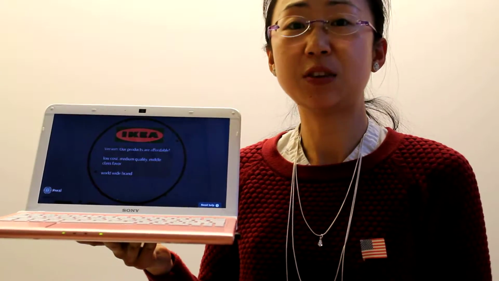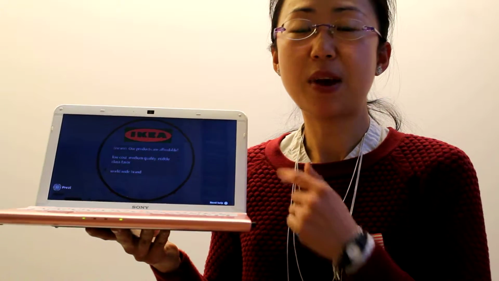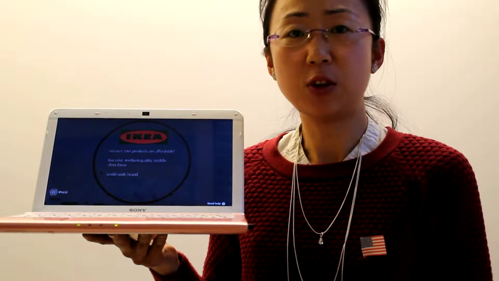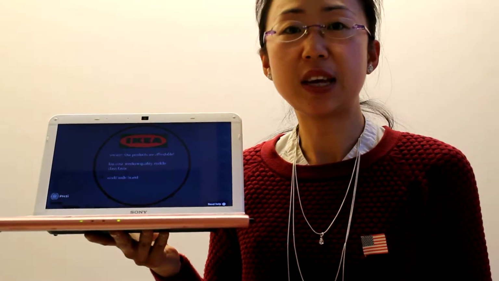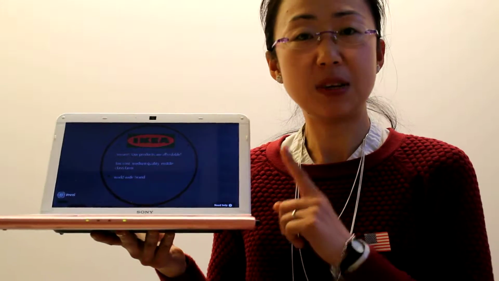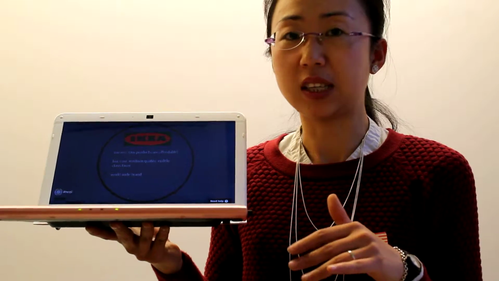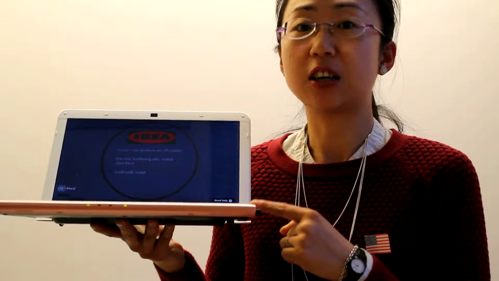And IKEA is a well-known worldwide brand, and we know that this brand is located all over the world. But what we know more about is the vision that they want to give everybody products that are affordable. So that means low price but middle quality or maybe low quality. And middle-class affordability is their strategy.